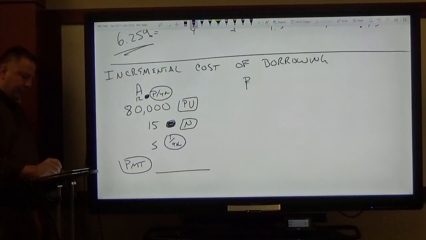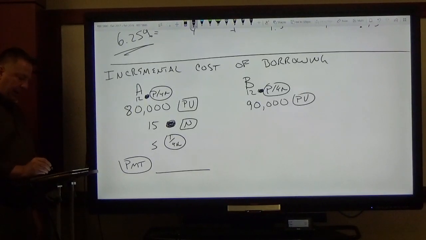They're willing to lend us a little bit more. They're maybe willing to lend us $90,000 for 15 years at a 6% interest rate.